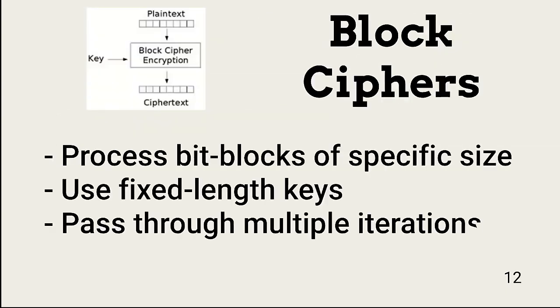Unlike stream ciphers, block ciphers process bit blocks of a specific size. Further, the keys used are fixed length and are not dependent upon the size of the plaintext. Each bit block is processed multiple times, or rounds, to ensure a high level of entropy.